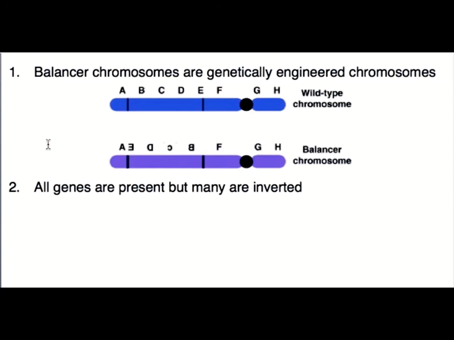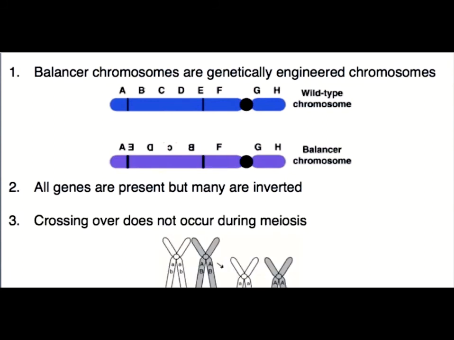A balancer chromosome, you can see here, has the same genes. It's just that some of them are backwards and out of order. So all genes are there, but they're just not in the right place and they're not in the right order. So when these chromosomes try to line up and cross over, it's not possible because they won't actually have homologous regions on the chromosomes. So crossing over does not occur.